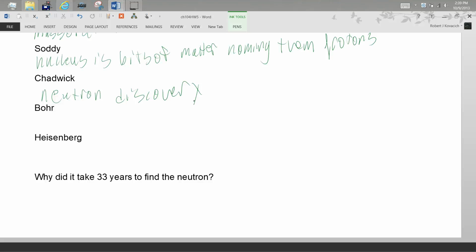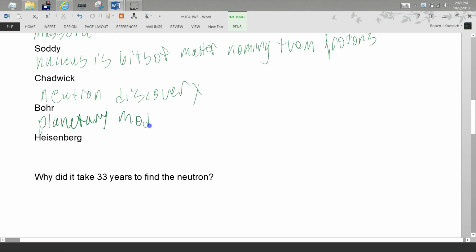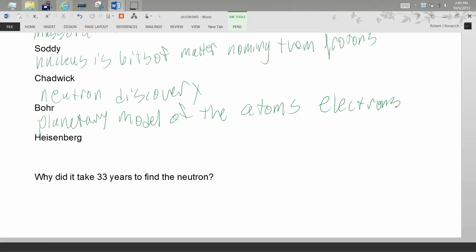Planetary model. I like that word, planetary or solar system. He describes that the electrons are located in some sort of planetary model which orbit around the nucleus. Turns out that to be correct. Still a convenient way to think about it sometimes, though.